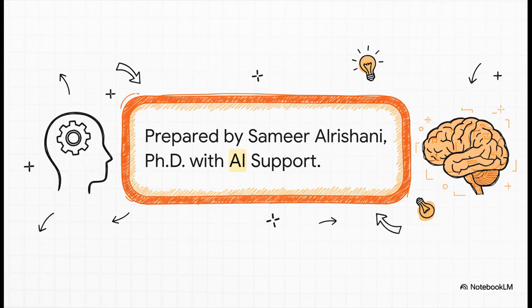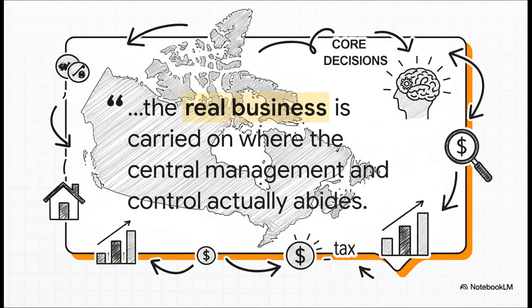To really understand this whole topic, we have to go back in time, way back to 1906. This quote from the famous British case of De Beers is everything. It established this powerful idea that a corporation's home, its residence, isn't just a mailing address on a legal document. It's where the real decisions get made. This concept is the absolute bedrock of what we now call factual residency.